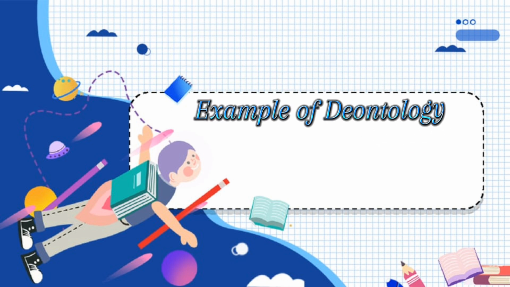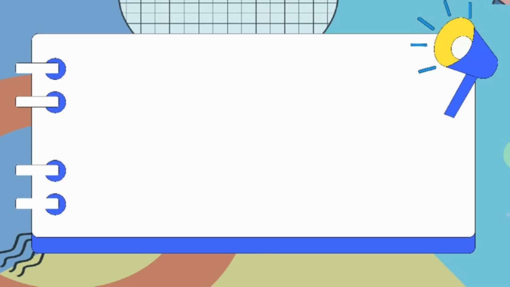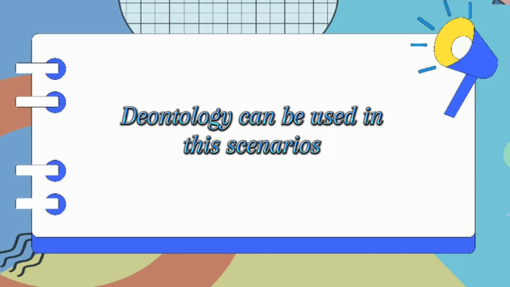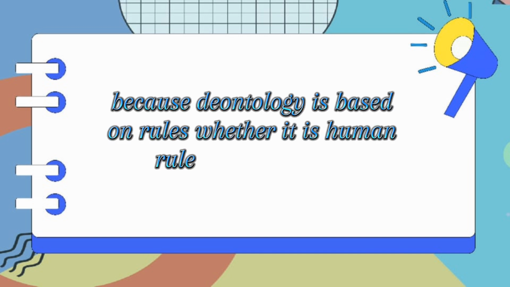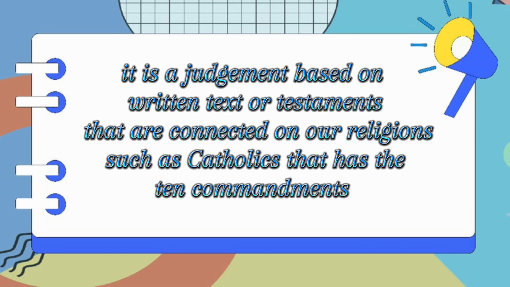An example of deontology is killing or murdering somebody, because it is against the law of humans and it is also against divine law, which can be judged by the written law. Deontology can be used in these scenarios because it is based on rules, whether human rules or divine law. It is a judgment based on written texts or testaments connected to our religions, such as Catholicism, which has the Ten Commandments.